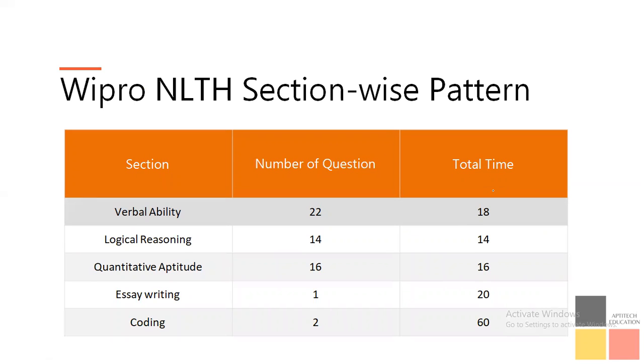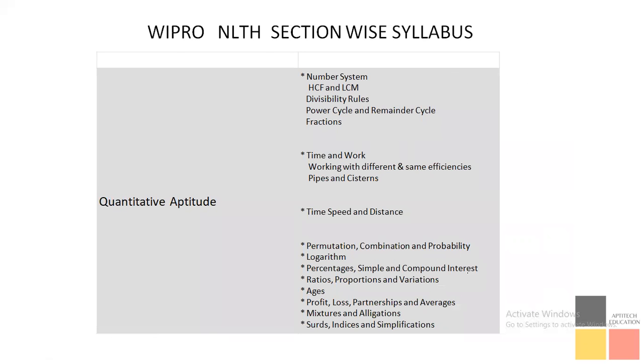Next, if I talk about the number of questions and the total time duration for each section, this is how the distribution looks. For verbal ability, I have 22 questions, and need to solve them in 18 minutes. Logical reasoning, 14 questions, 14 minutes. Quantitative aptitude, 16 questions, 16 minutes. Essay writing, one simple essay you have to write in 20 minutes. Followed by coding, where we have two coding questions, and in 60 minutes, you have to solve these two questions. Okay.